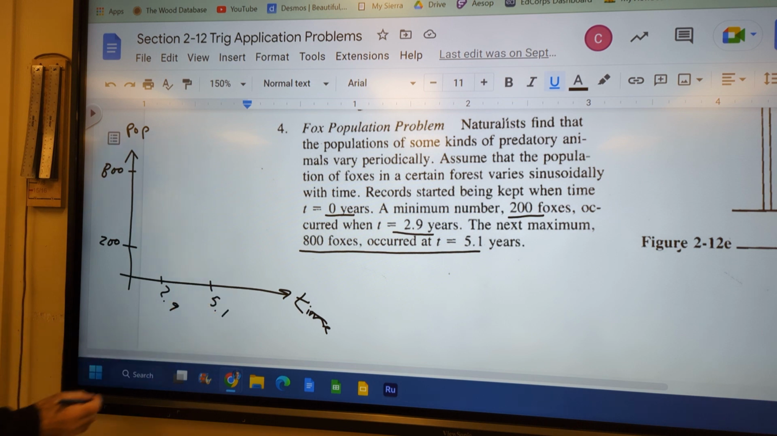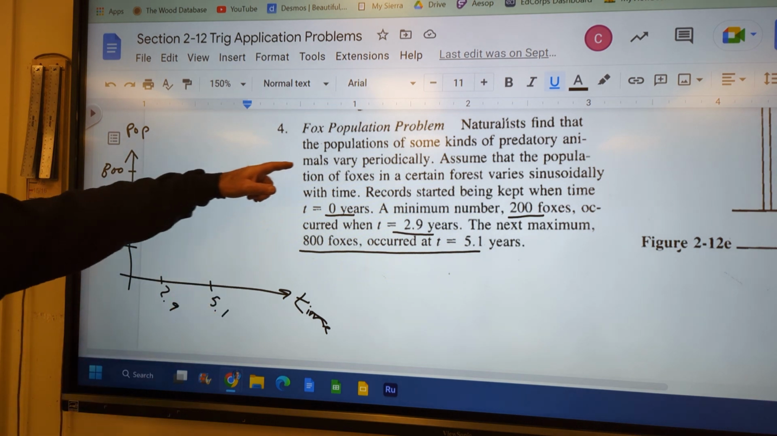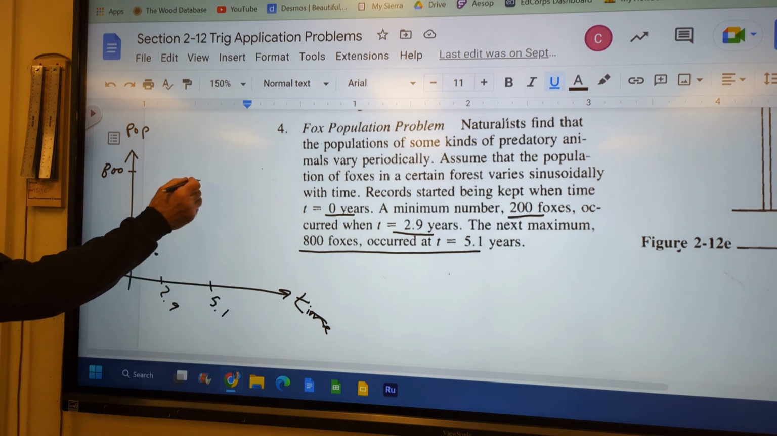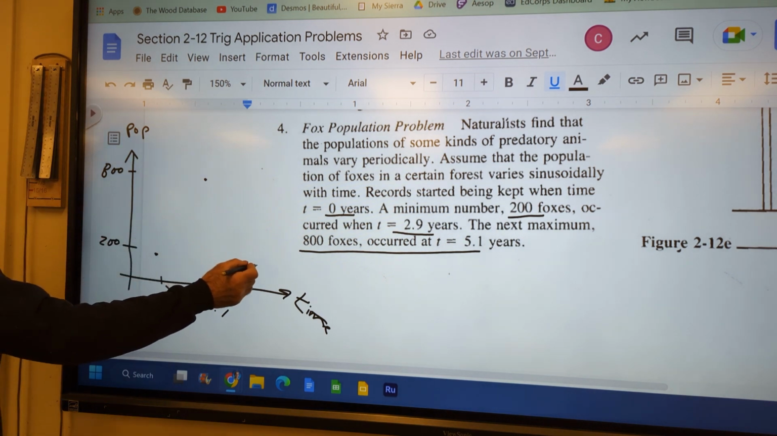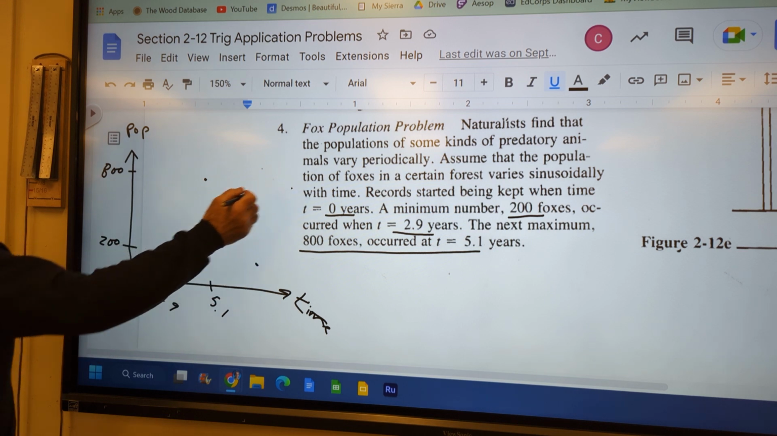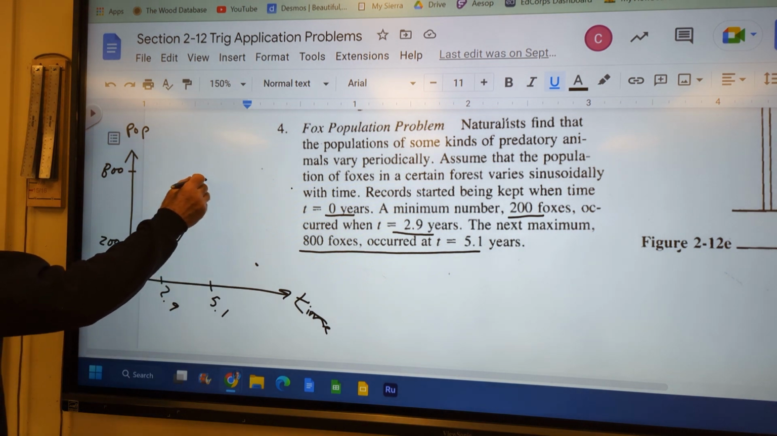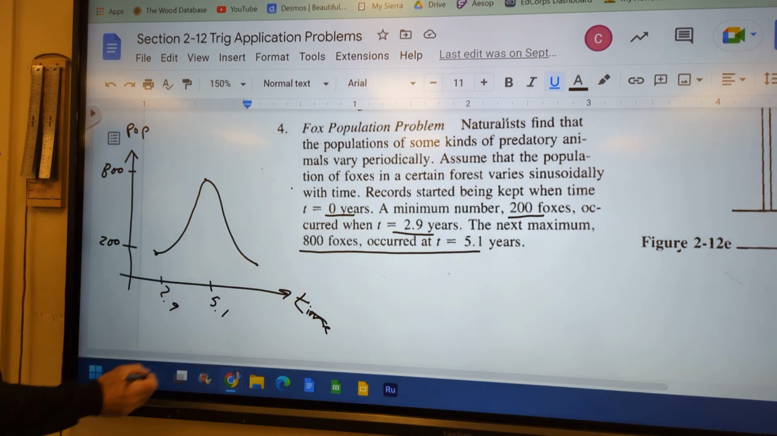So now that I have those two data points, and I know as well that it's periodic, it's going to be at the low point, at a high point, back at a low point, back at a high point, and continue in both directions forever. So I'm just going to connect these dots, looking like an upside down cosine curve.